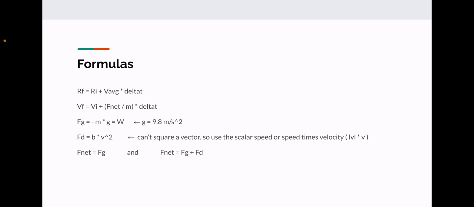When you consider both gravity and drag, Fnet is constantly changing because the drag force is getting bigger as the force of gravity remains the same. In this situation, v-average is approximately equal to the final velocity as well. I also use the velocity update formula.